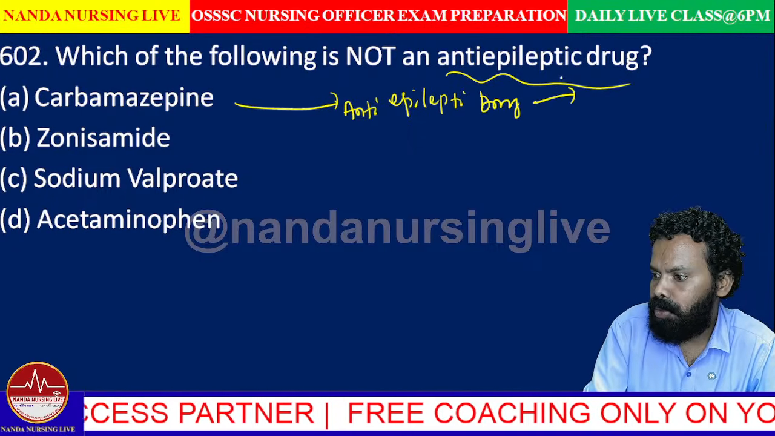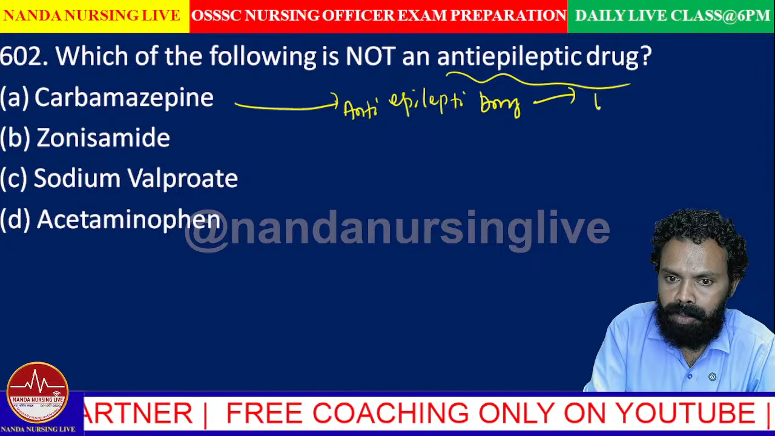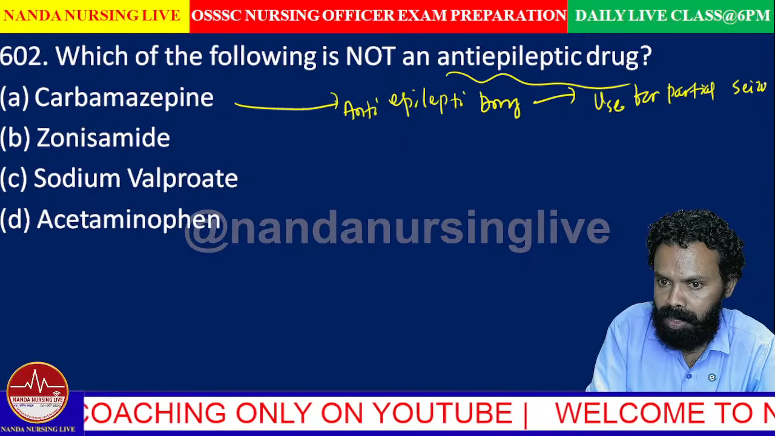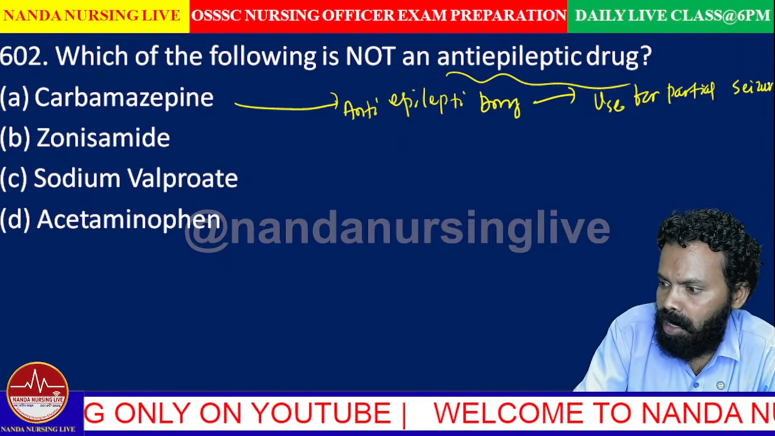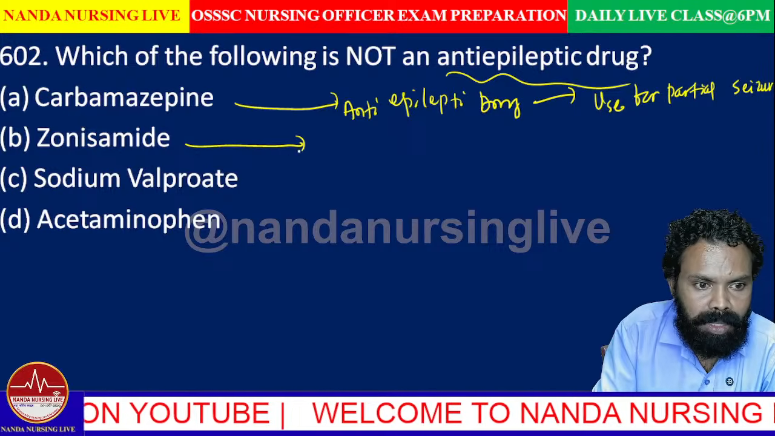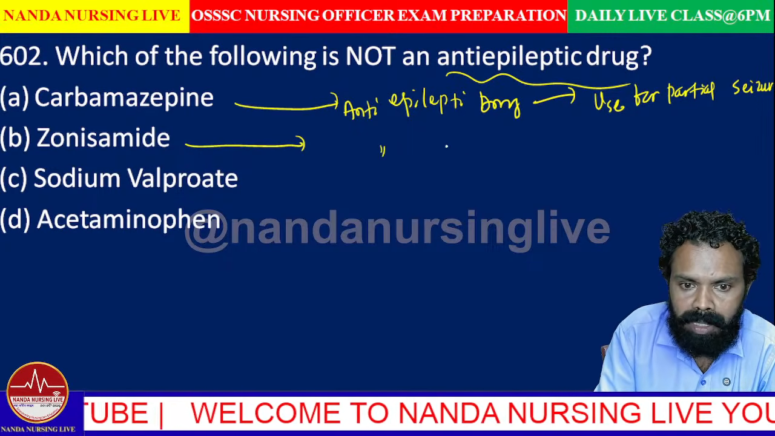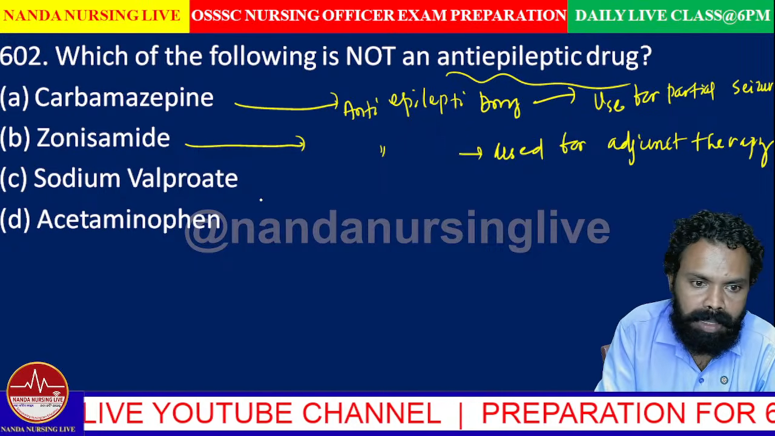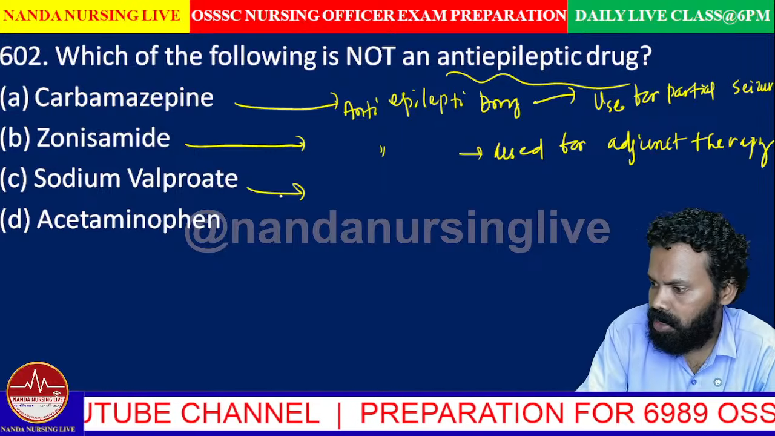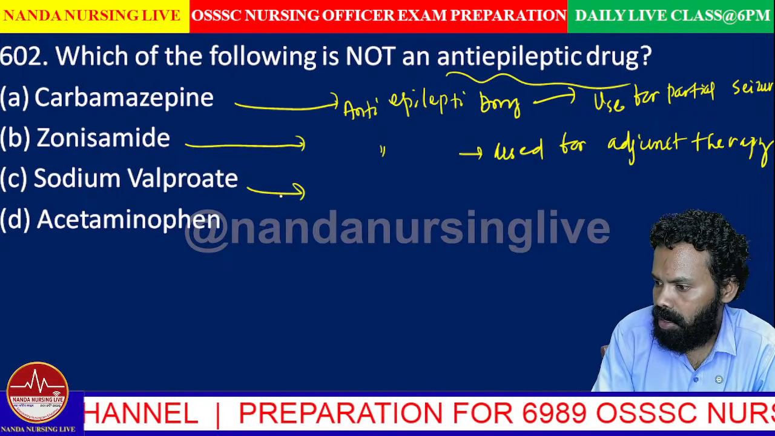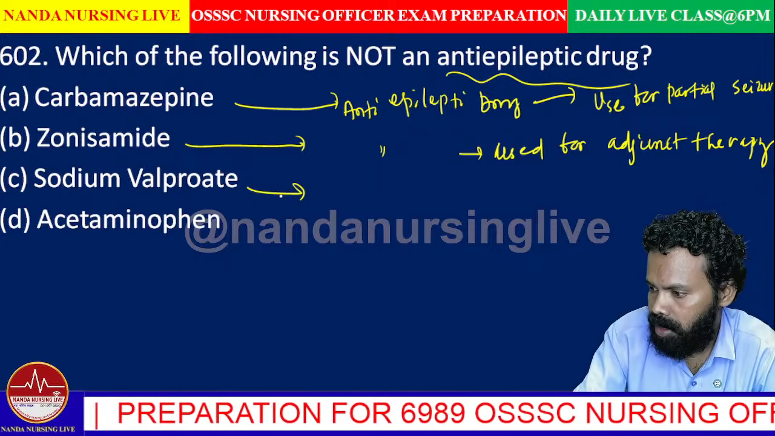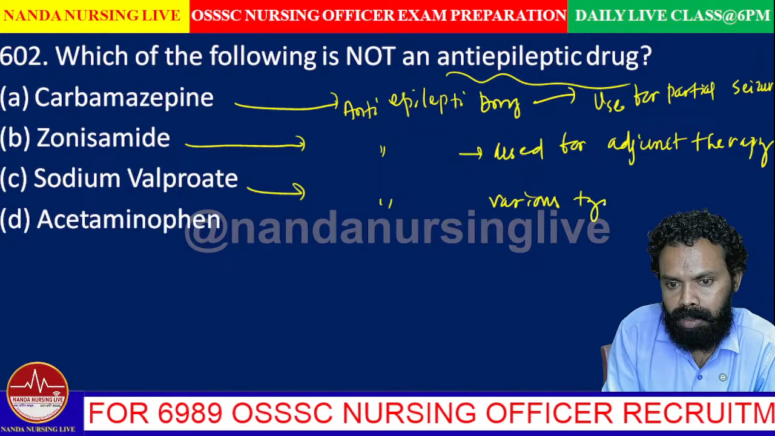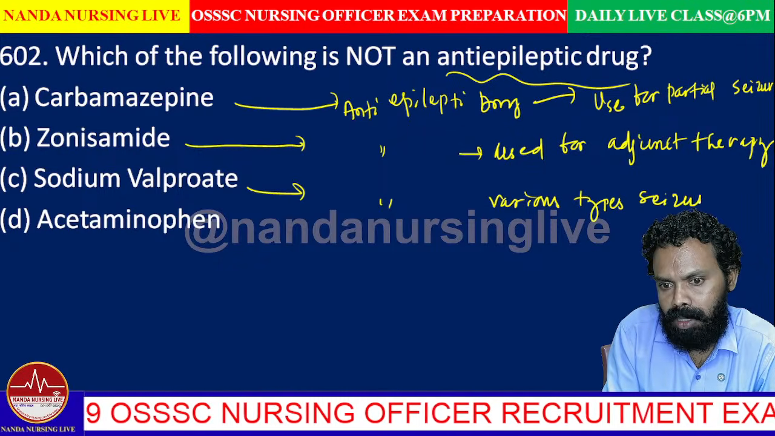This is used for partial seizures. Zonisamide is also an anti-epileptic drug and this is used for adjunct therapy. Then sodium valproate is also an anti-epileptic drug, and this is the broad spectrum anti-epileptic drug, and this is used in various types of seizures.